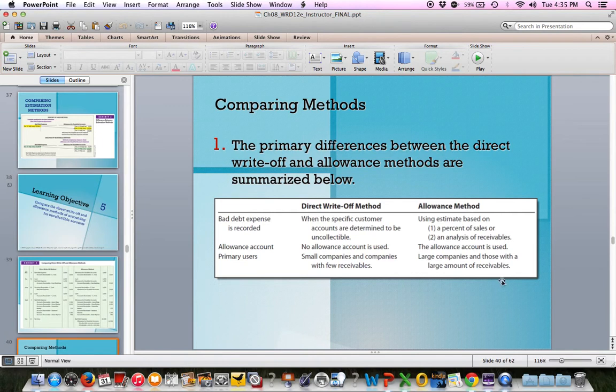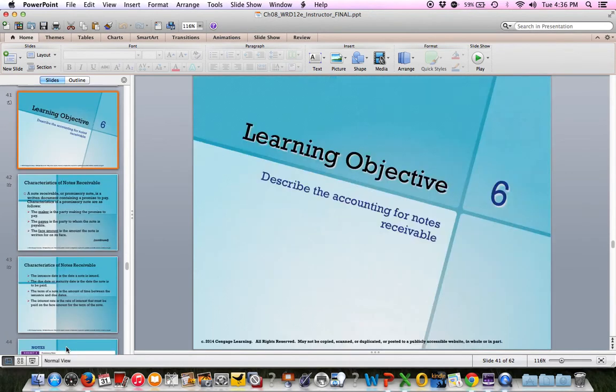Larger companies and those with a large amount of receivables use it, because the allowance method will allow you to match revenues earned to expenses incurred in the same accounting period, whereas the direct write-off method just won't do that. But again, if you're a small company or have just a very small amount of receivables, you don't really have to go through that allowance process. That's close enough. So actually, it is not uncommon to use the direct write-off method. It just depends on what your situation is.